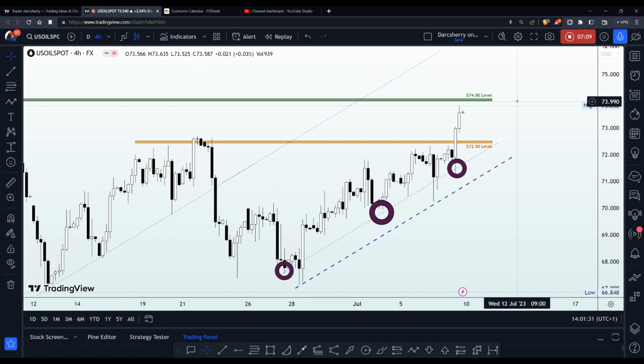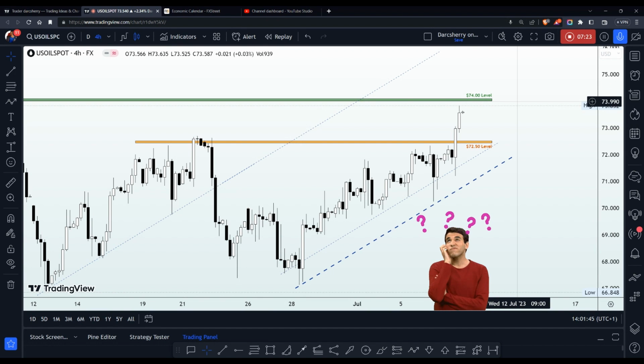However, in as much as we're looking out for buying opportunities in this market, you know how we do it in this community. We always ensure that we keep tabs on the opposite direction as well. On the downside, what do we want to see on this chart that will make us consider selling the US Oil spot?